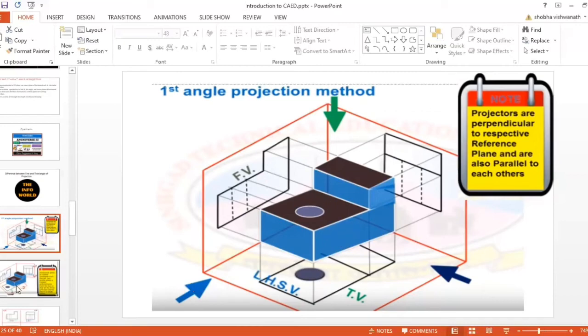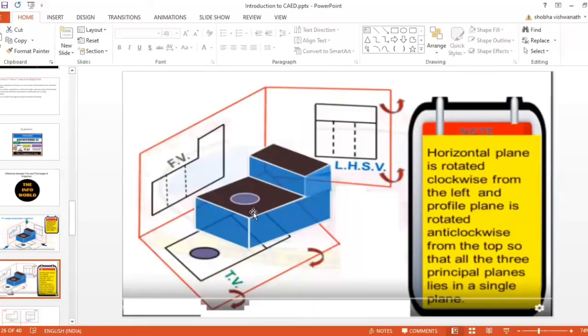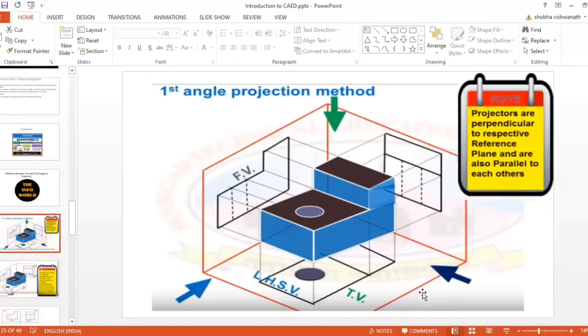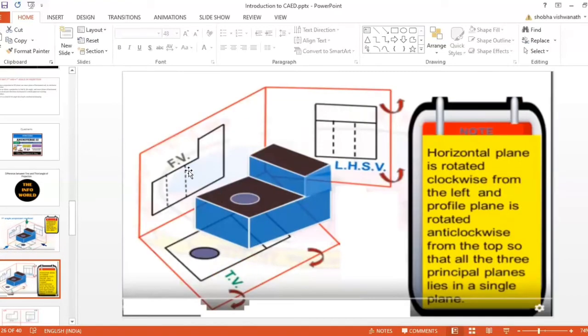For this, when you draw this in a plane of sheet, always according to the principle of the projection system, you're going to rotate this horizontal plane, that is, the top view you have drawn, by 90 degrees in the clockwise direction. It will come downwards. And the left side view, which is on the right profile plane, you're going to rotate on the right side, anti-clockwise from the top.